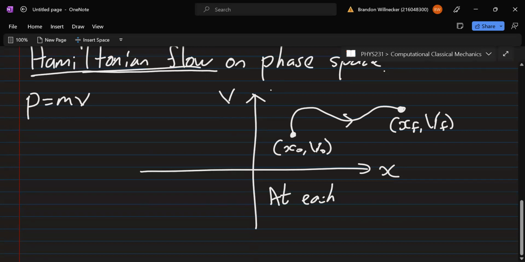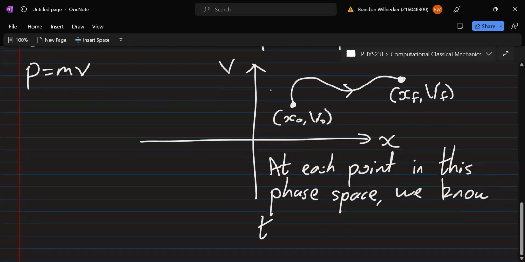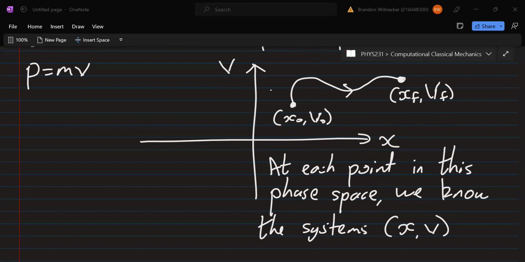So at each point in this phase space, we know the system's position and velocity. I'll put that down as x and v. At each point we know the system's position and velocity, and that's all we need to characterize the system. So that's all the important stuff that we need to know. Anything else that we want to know about the system, we can find using these two variables.